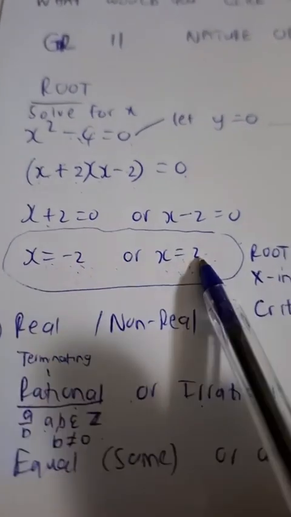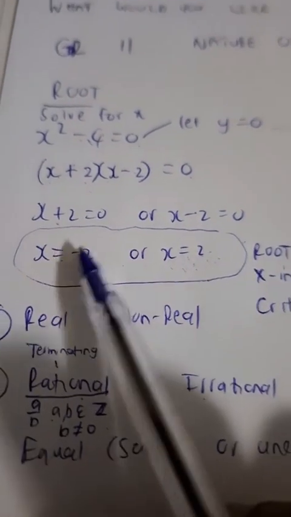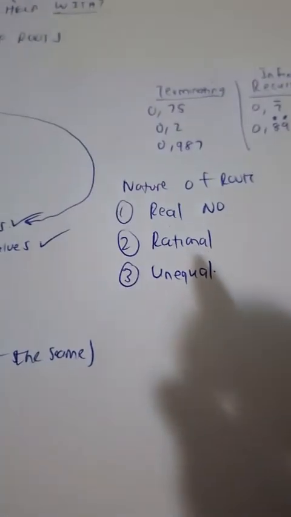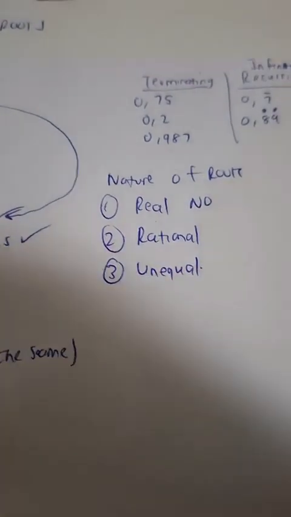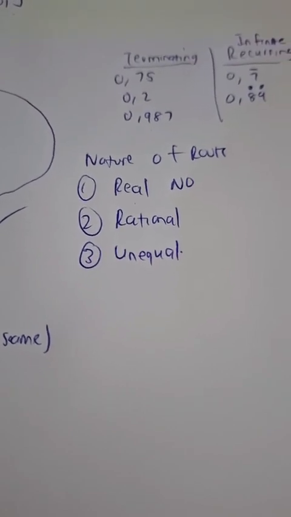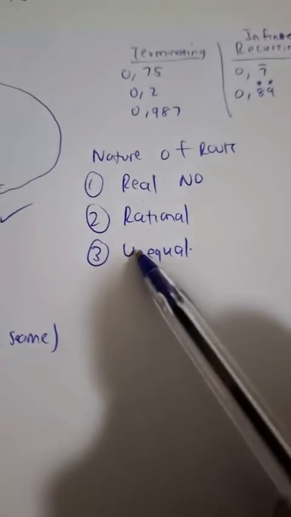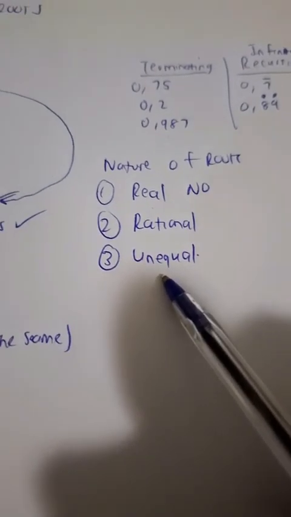Okay, yes, guys. 2 and negative 2 are both rational numbers. And then lastly, 2 and negative 2, are they equal or unequal? In other words, are they the same or not the same? So obviously 2 and negative 2, guys, are unequal. Yes, Tsepang, they are rational because we can represent them as 2 over 1, and negative 2 we can represent as negative 2 over 1. And then lastly, they are unequal because they are not the same.